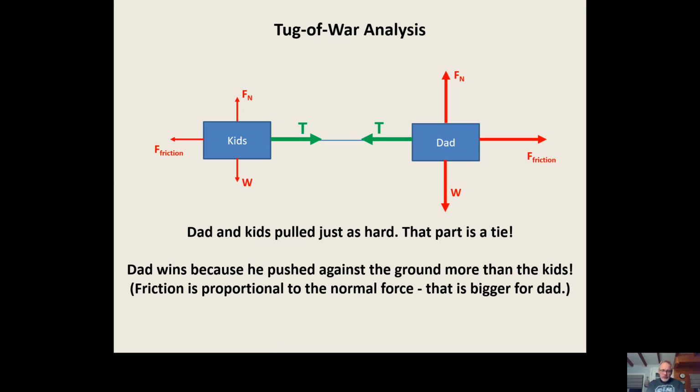The two tension forces there are equal and opposite. Those are action-reaction pairs. Dad pulls on the kids, the kids pull on Dad with the same amount. Okay? So as far as the pull is concerned, it is a tie. All right? Dad wins because he pushed against the ground more than the kids did. Okay, that's the only reason. Generally, all things being equal, generally the heavier person is going to win.